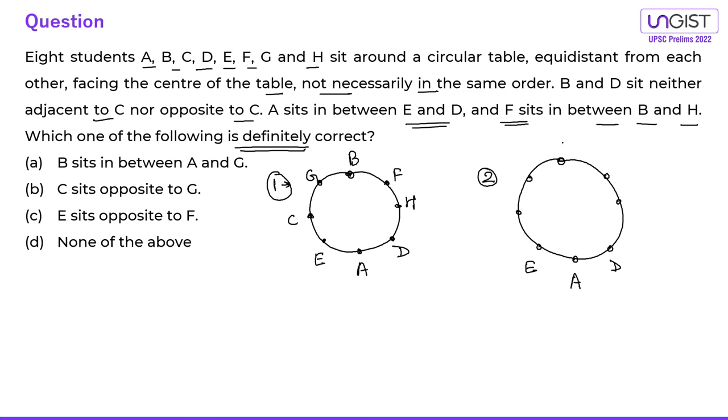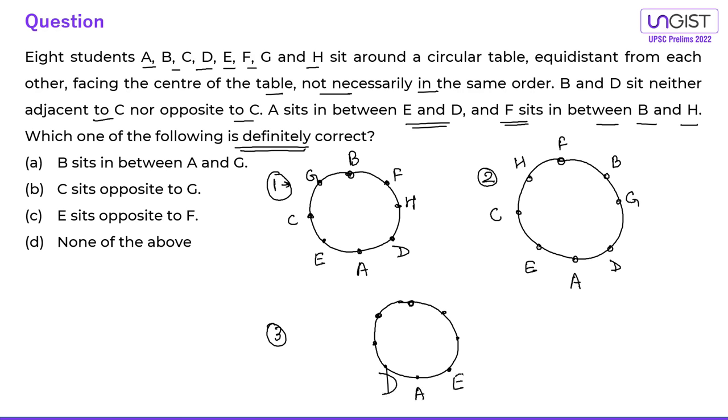F sits between B and H. And B and D are neither opposite to C nor adjacent to C. So C will be here and then the rest one is G. G will be here. And then the third seating arrangement that I have got is, just wait, 1, 2, 3, 4, 5, 6, 7 and 8.